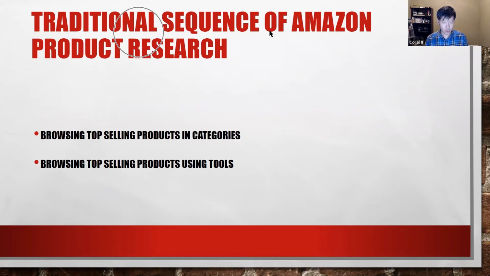So the traditional sequence of Amazon product research involves browsing the top selling products in categories, and browsing top selling products using tools. What is meant by that is going to Amazon.com, which I will pull into view.